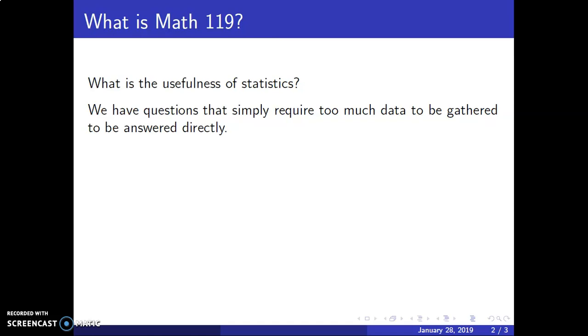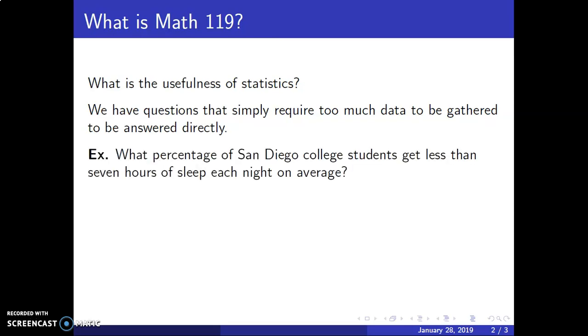It would just require way too much energy, time, resources, and in most cases, it's not even a question of it being too much time or resources. It's simply not even physically going to be possible. But statistics is the way around that. So if we look at our example of the college students who get less than 7 hours of sleep each night on average, and go back a step from what we saw earlier, the root question is, what percentage of San Diego college students get less than 7 hours of sleep each night on average? That's the question we would like an answer to.